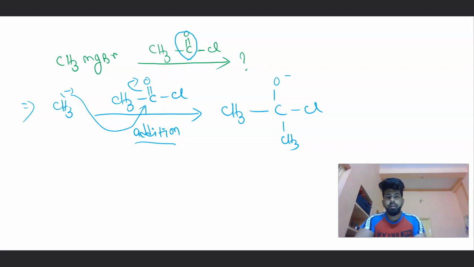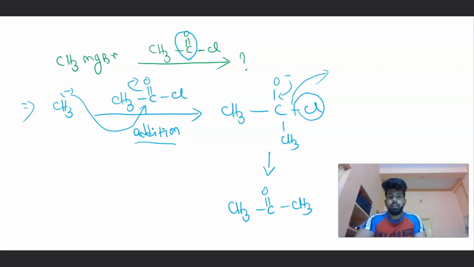Now if you look at this compound, chlorine is a good leaving group. So this O minus will come back and chlorine will leave from the compound. So it will become CH3 C double bond O CH3. This step is called elimination. So the first step is the addition, second step is the elimination.